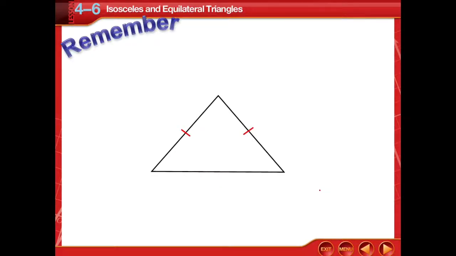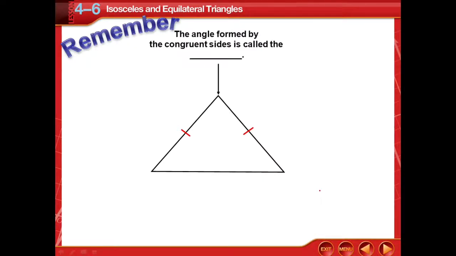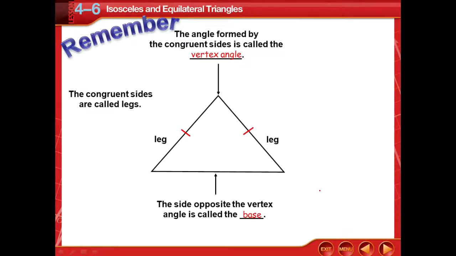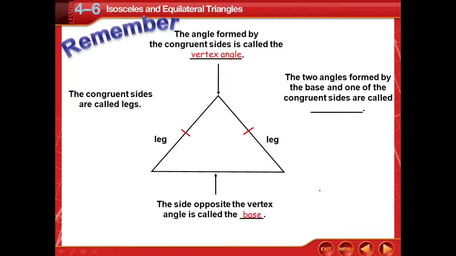Remember from our previous lesson that this is an isosceles triangle. Remember that the angle formed by the congruent sides is called the vertex angle. Additionally, the side opposite the vertex angle is called the base. The two congruent sides are called the legs, and the two angles formed by the base and one of the congruent sides are called the base angles. The base angles are located here and here.